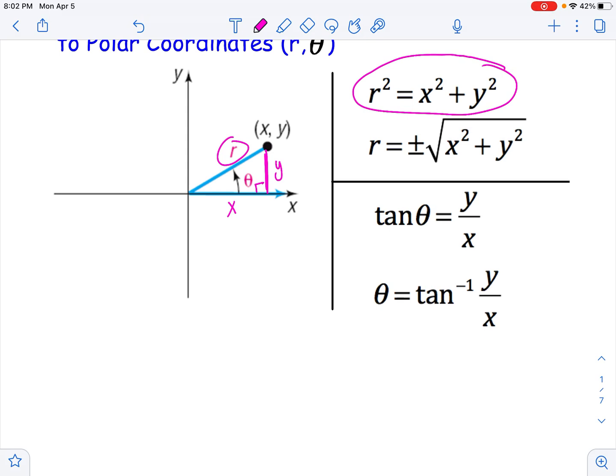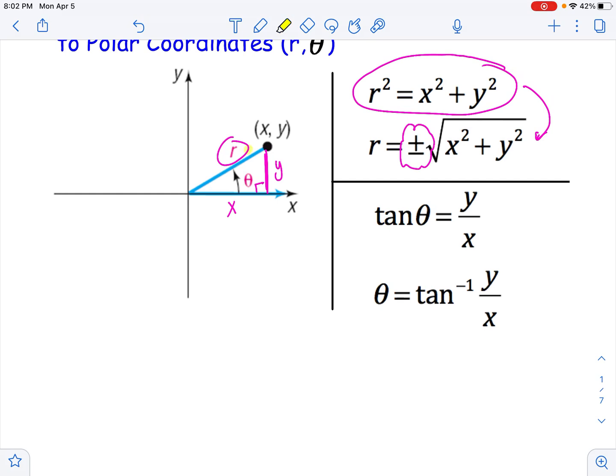I would square root both sides, but don't forget that when we square root both sides, we get that plus or minus in front. So realistically, this is just solving that equation for r. I would just root both sides and I get plus or minus the square root of whatever x squared plus y squared is.